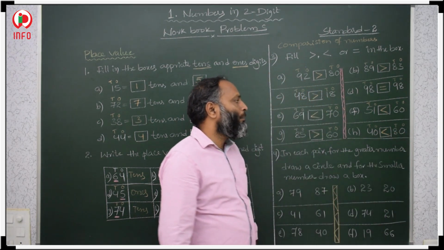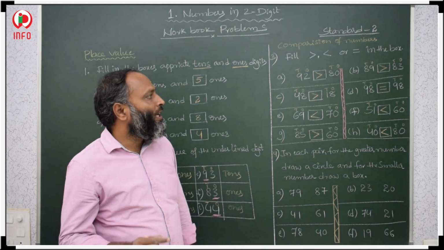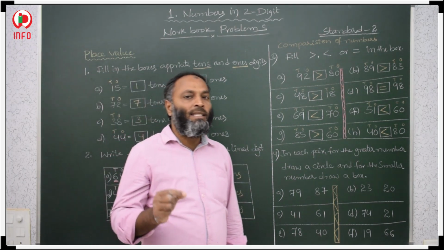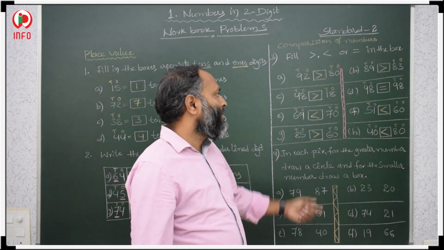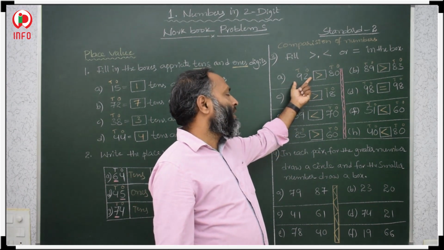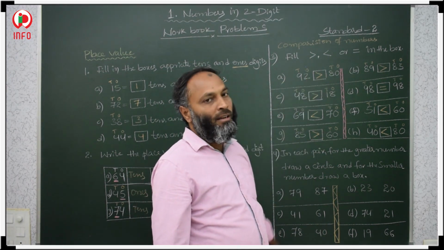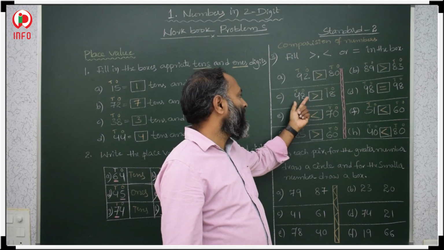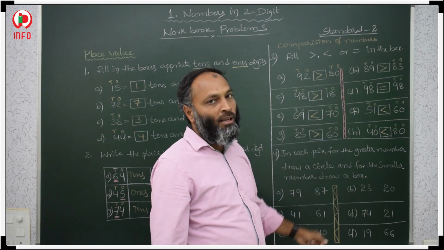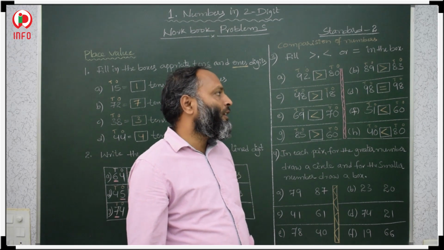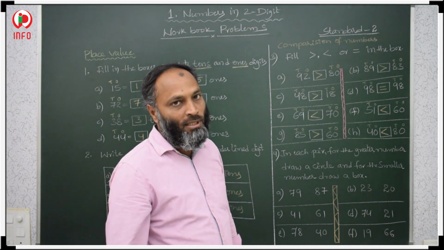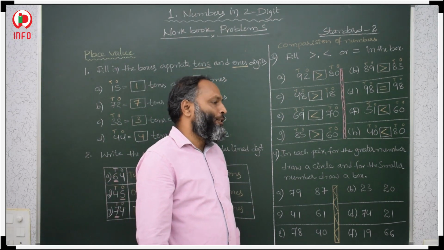Like this, we have to compare the numbers and we have to keep the signs. First you check the first number. If it is greater than the other number, keep greater than. If this is less than the second number, then keep less than. If both are equal, then keep the equal to sign. Okay. Now this is a comparison.